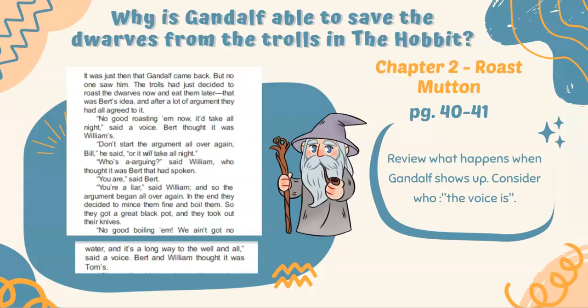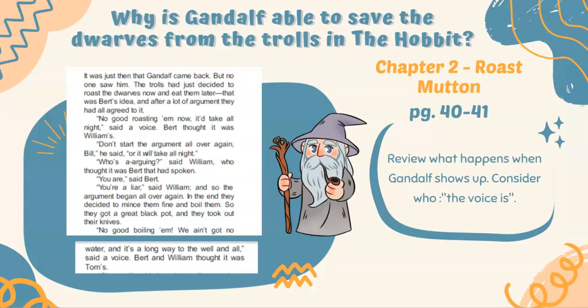So it was just then that Gandalf came back, but no one saw him. What does this mean? This means that he's somewhat invisible in this scene. If you continue reading, the trolls had just decided to roast the dwarves now and eat them later. That was Bert's idea, one of the trolls, and after a lot of argument, they had all agreed to it. "No good roasting 'em now, I'd take 'em right," said a voice. Who's that voice? Consider that.